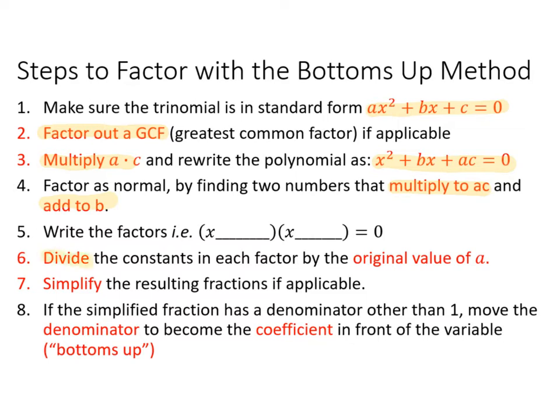Then you will divide the constants in each factor by the original value of a, simplify the resulting fraction if applicable, and if the simplified fraction still has a denominator other than 1, move the denominator up to become the coefficient in front of the variable, hence the bottoms-up method.